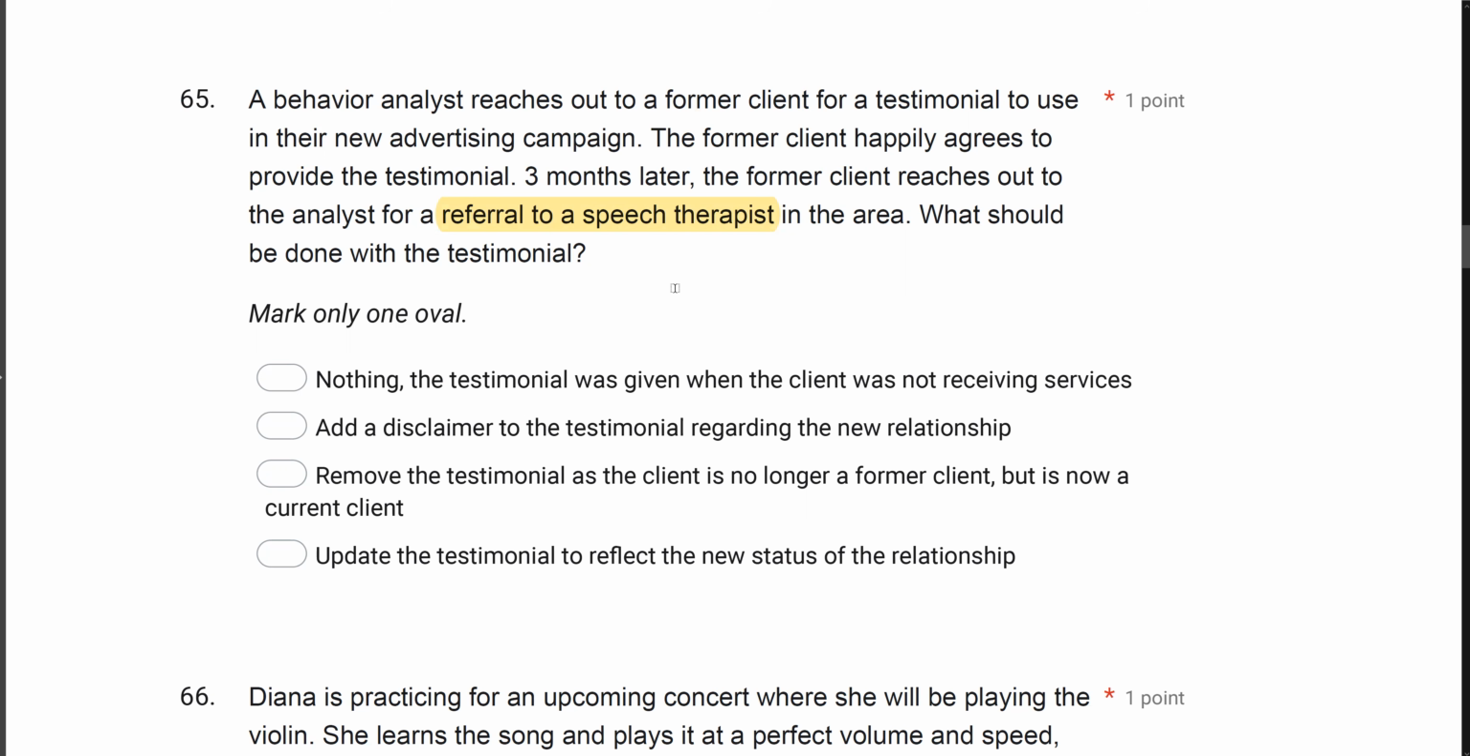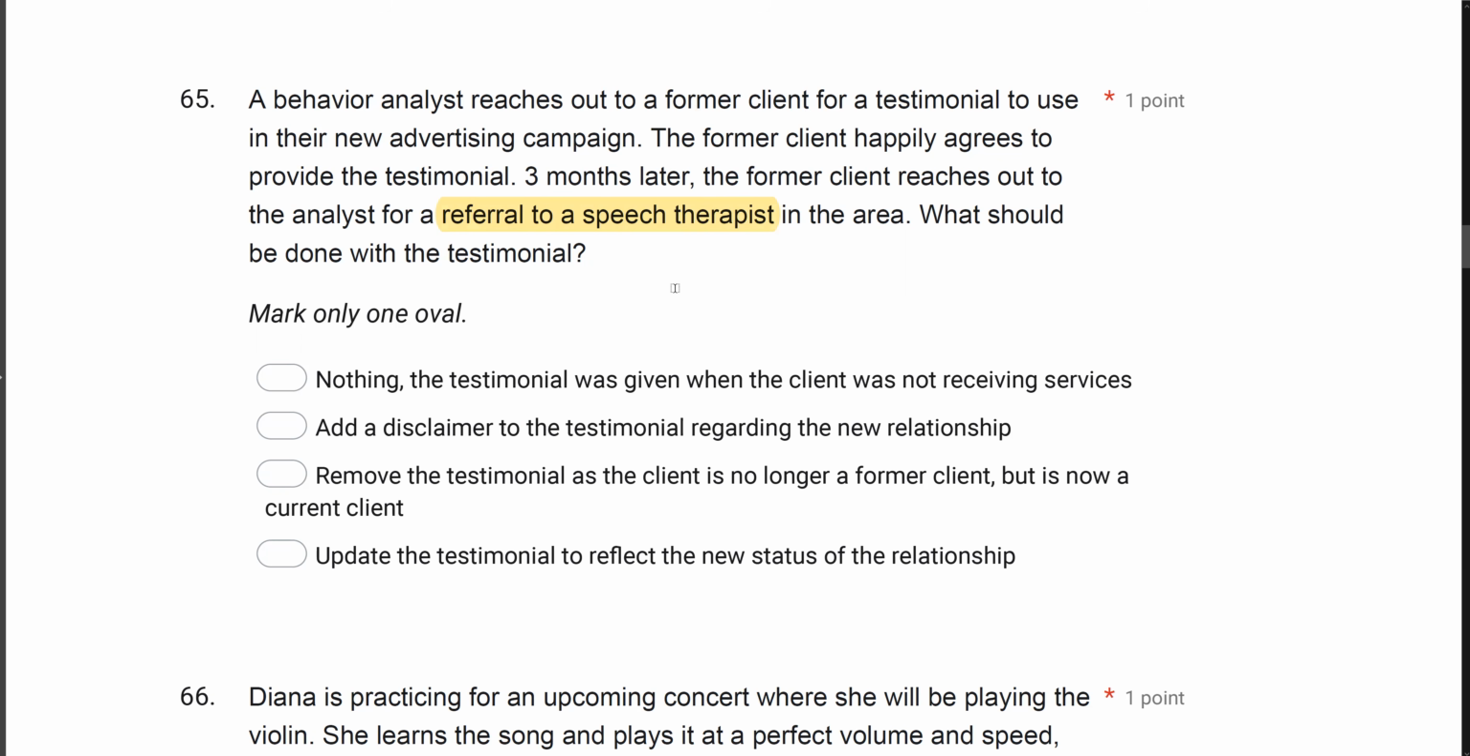A referral does not make this former client a current client. B, add a disclaimer to the testimonial regarding the new relationship. Well, the relationship hasn't changed. The analyst is simply referring them to a different therapist. Now, if that speech therapist happens to work at the same company, that's a different story, because then they become a current client.